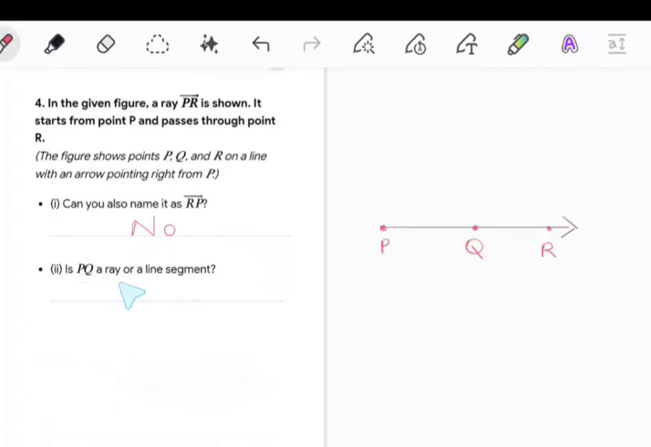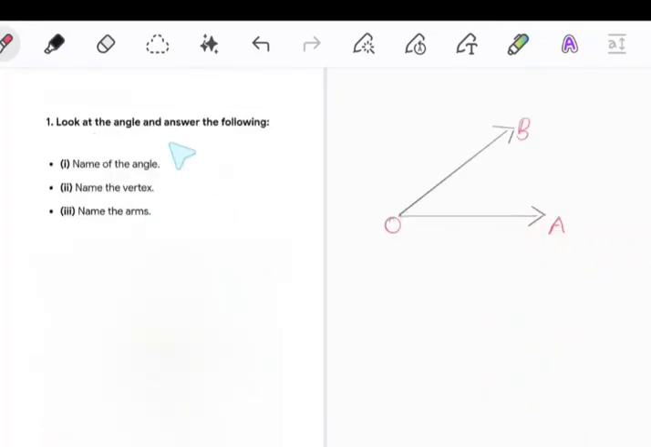Second question: is PQ a ray or a line segment? Although P and Q are points on the ray, the specific distance between them is defined as a line segment. Because it has two endpoints, it is a line segment. So we can say it is a line segment. Clear?